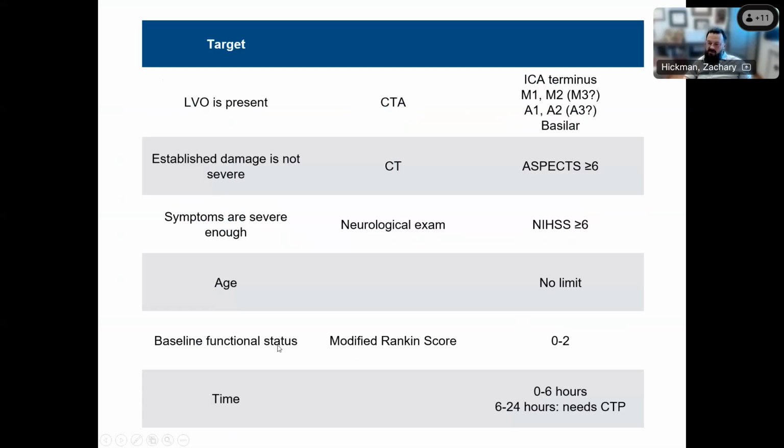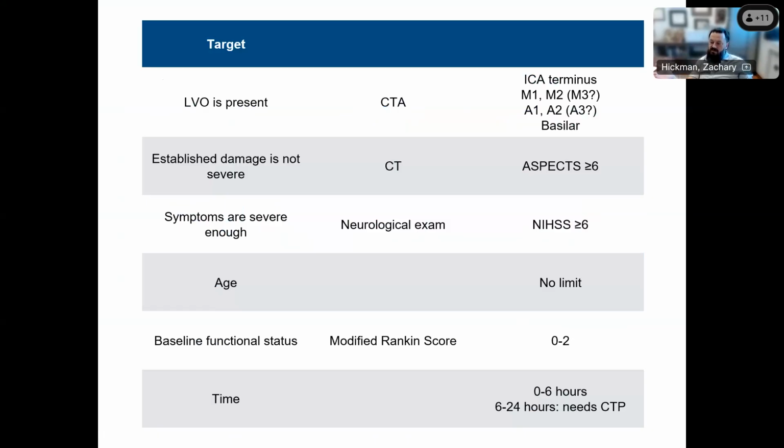What is important is their baseline functional status, and so they really reserve, in most cases, thrombectomy for those patients with a modified Rankin score of 0 to 2, which means basically they were independent in the home. They may have had some deficits, they may have had some disability, but they were largely independent in the home.